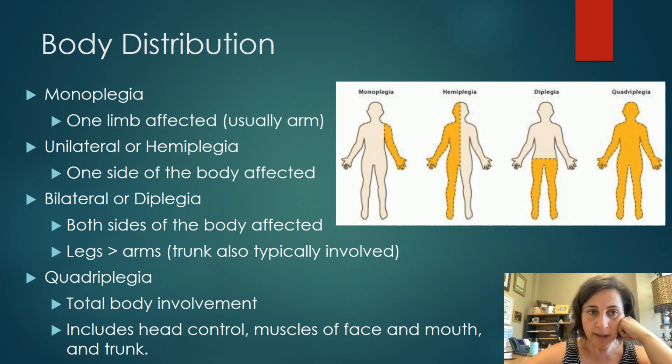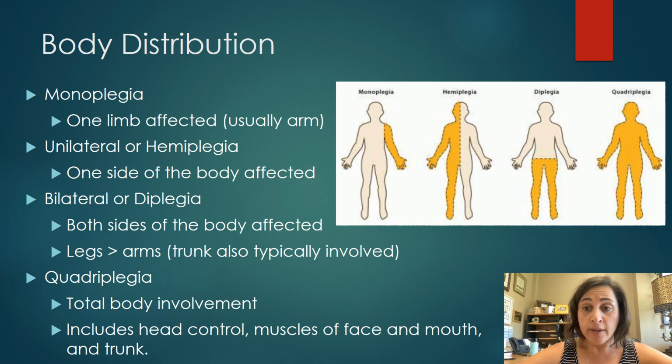Next, we need to look at how we describe cerebral palsy, or what part of the body distribution is affected. So when we talk about CP, we can talk about monoplegia, which is one limb affected. Usually this is one arm. We then consider unilateral CP or hemiplegia, which means one side of the body is affected, either the left side or the right side.